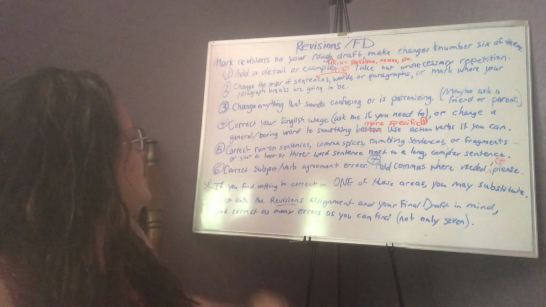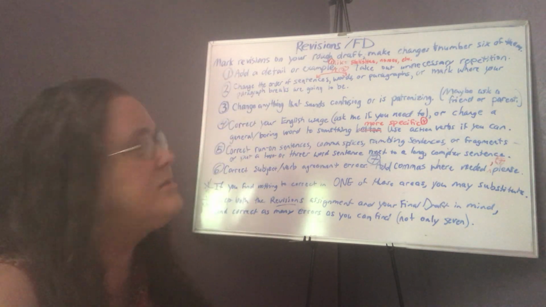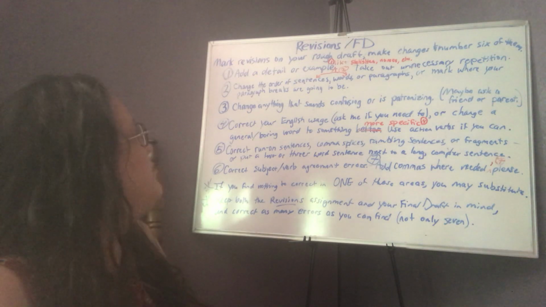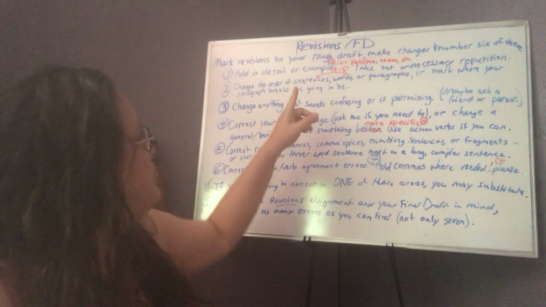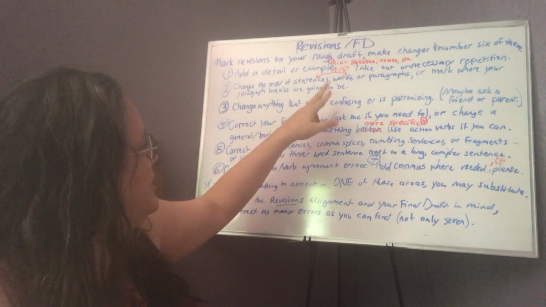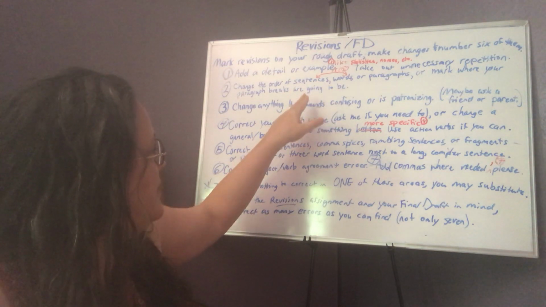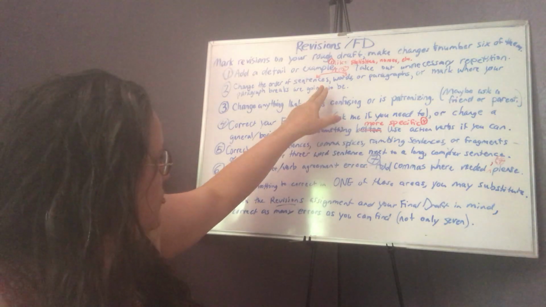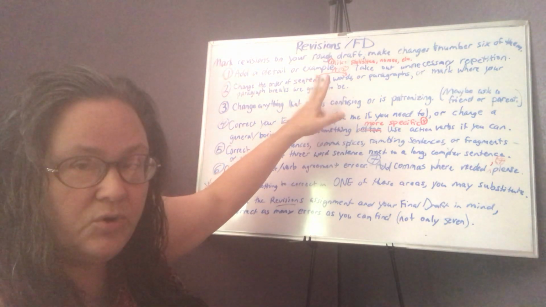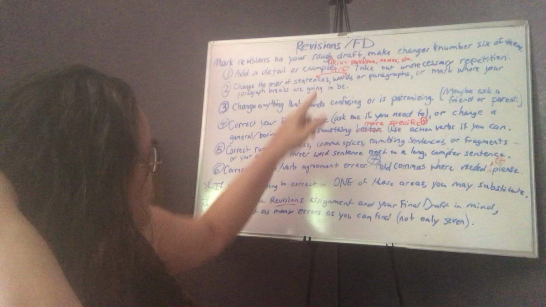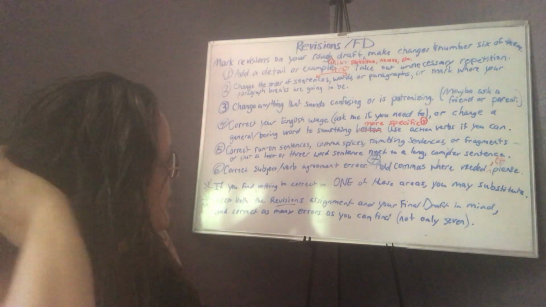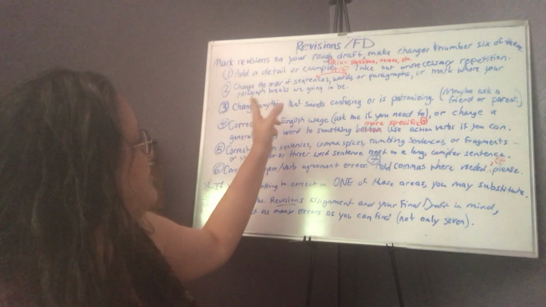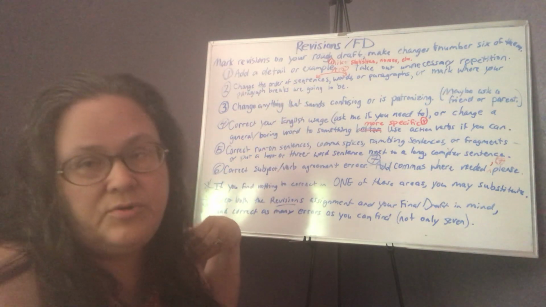A number 2 change is to change the order of sentences, words, or paragraphs, or mark where your paragraph breaks are going to be. So I've done one little change here, and I've drawn a double-headed arrow to show that I want to change the order of the word sentences and the word words. And I've put a little number 2 there to show that this is a number 2 change. Or mark where your paragraph breaks are going to be.